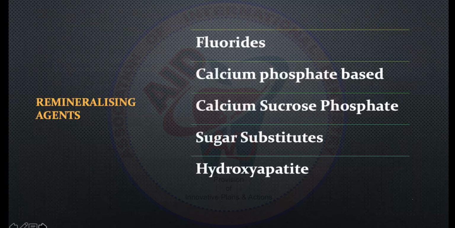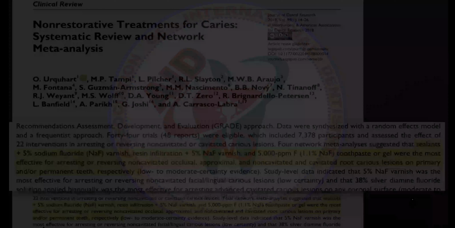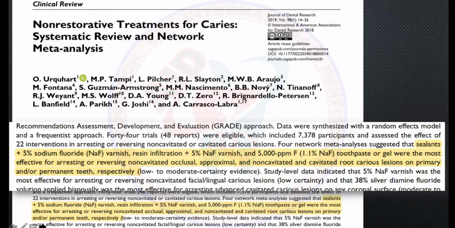Now we have a list of remineralizing agents available, like fluoride, calcium phosphate, calcium sucrose, sugar substitutes, hydroxyapatite. There are a number of remineralizing agents available in the market. A few may be available in one country, a few may not be available in another country, because I don't know which materials are available in Pakistan, because I think India and Pakistan are the same. Whatever is available in India, I think the same things are available in Pakistan, because in most of Asia it's almost the same. We have the same companies which are coming to our countries, right?